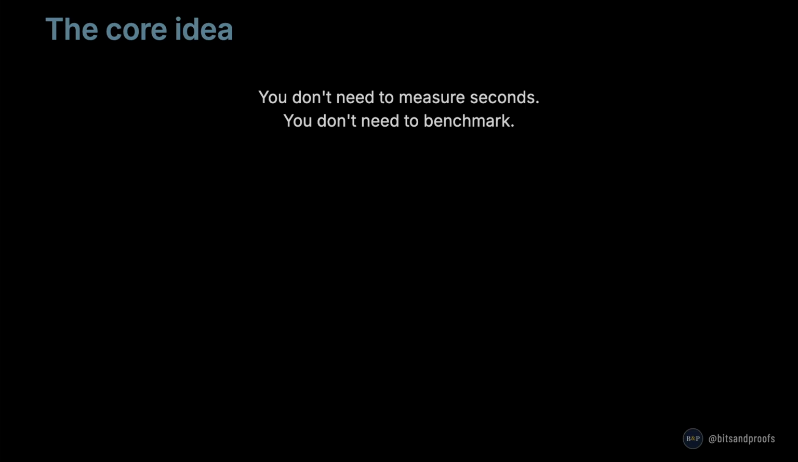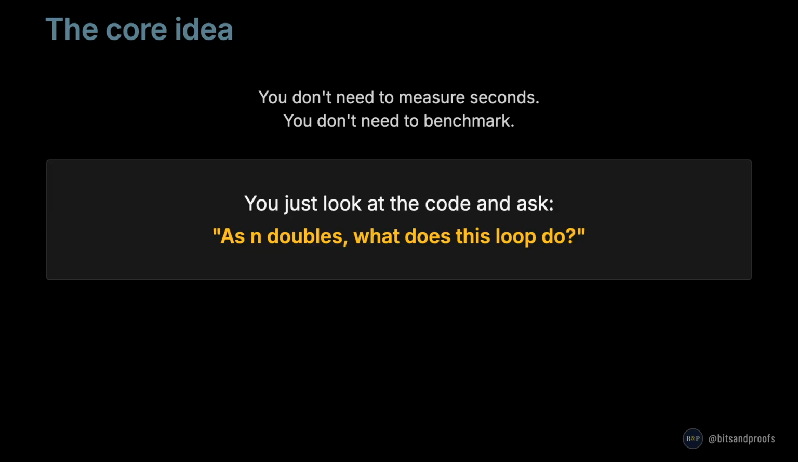This is the core idea. You don't need to measure seconds. You don't need to benchmark. You don't need profilers or load tests or any of the other tools engineers reach for when code is slow. You just look at the code and ask one question: as n doubles, what does this loop do?